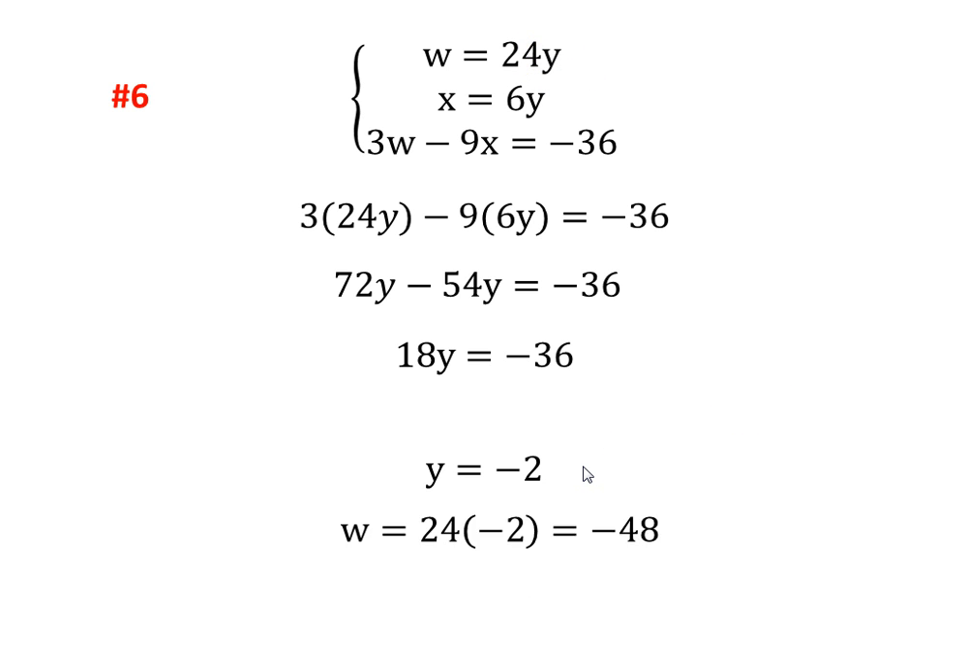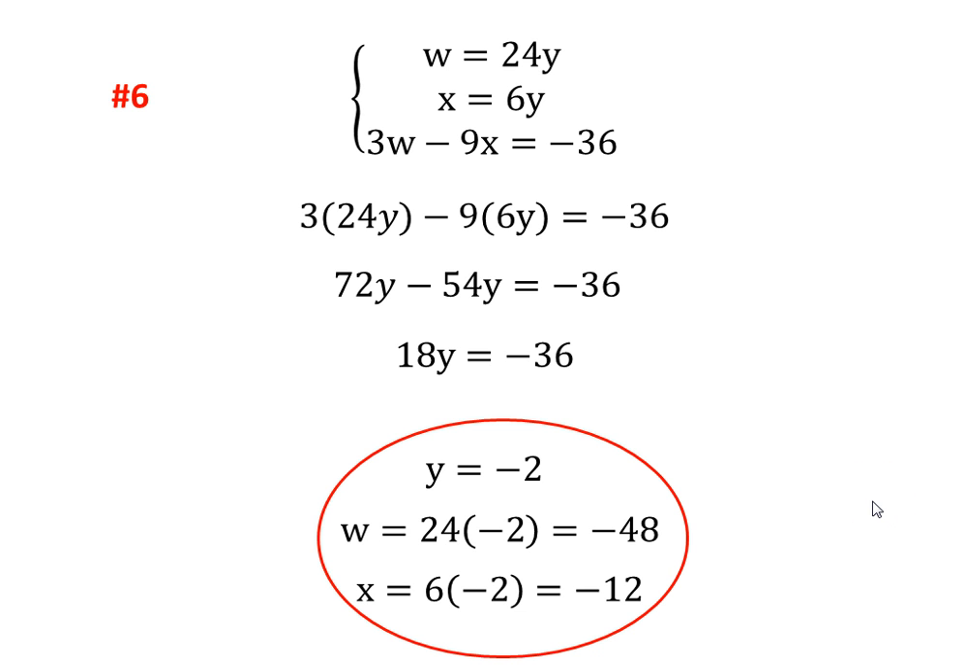So as a result of this, w has to be negative 48 because 24 times negative 2 is negative 48. Again, plugging in negative 2 into the top equation. And then I also know that x is going to have to be negative 12 because x is 6 times y, and y is negative 2, so 6 times negative 2 is negative 12. So the solution to this system is y is negative 2, w is negative 48, and x is negative 12.